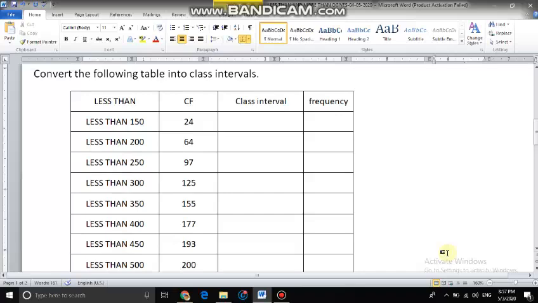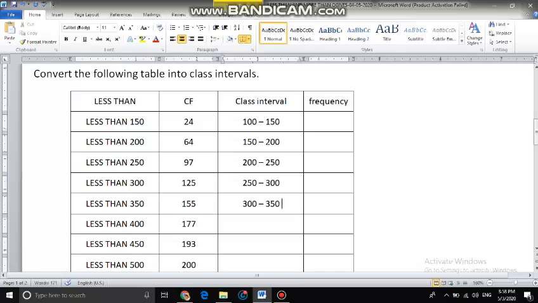If they give the less than type questions, then how do you convert into class intervals? Okay. So let's see. It's less than 150, 200, 250, 300, 350, 400. So if you observe the difference, class size is 100. So the first class will be 100 to 150. Then the second class will be 150 to 200. Then 200 to 250. Then 250 to 300. It will continue till you finish your intervals.